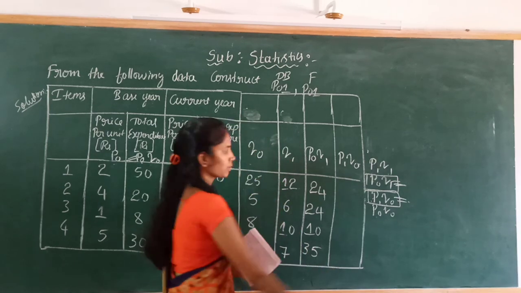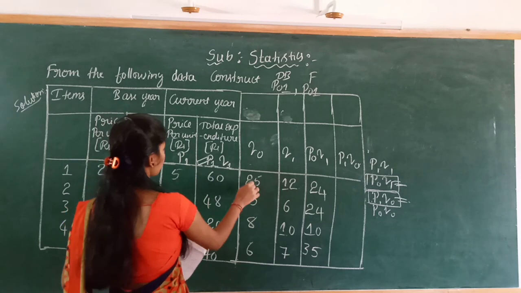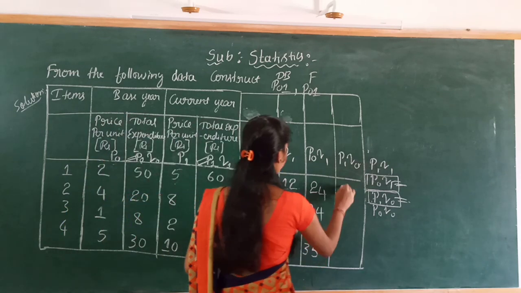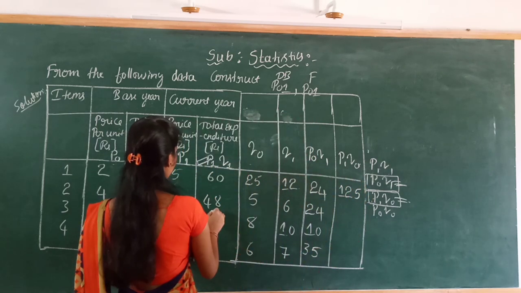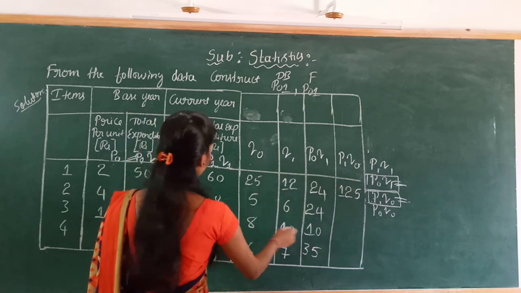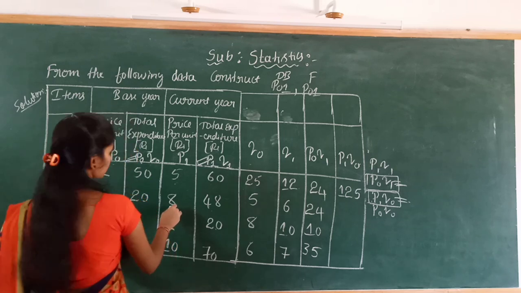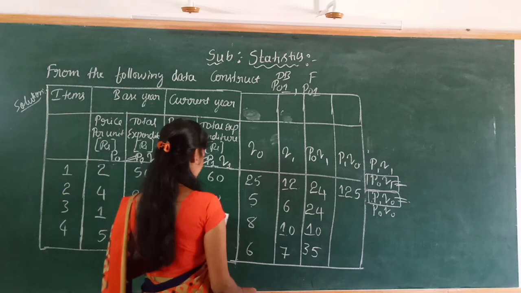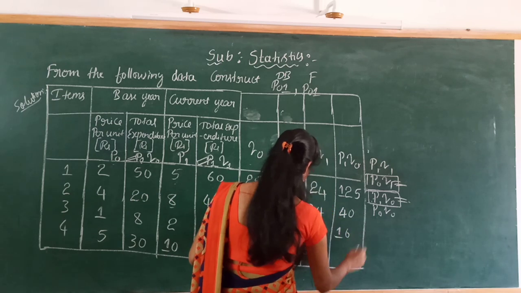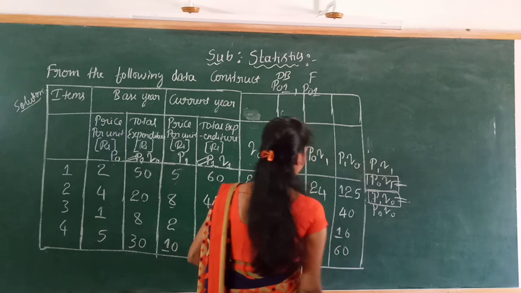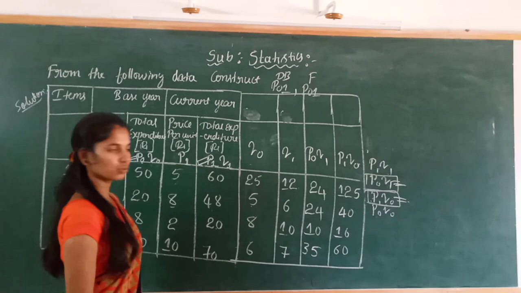And the next one is P1, Q0. Here the P1 value is 5, and the Q0 value is 25. So 5 into 25, that is 125. Next, the P1 value is 8, and the Q0 value is 5. That is 8 into 5, that is 40. Next is 16. Then 60. And the next step is to add the values which you need.